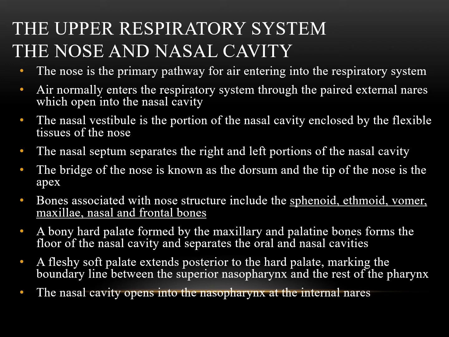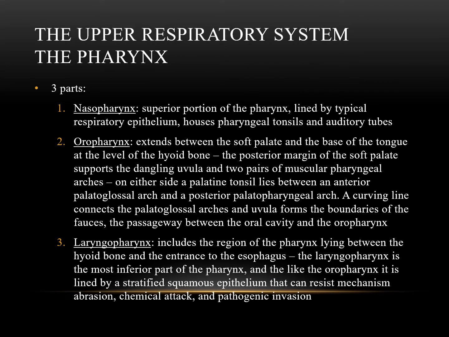A fleshy, soft palate extends posterior to the hard palate, marking the boundary line between the superior nasopharynx and the rest of the pharynx. The nasal cavity opens into the nasopharynx at the internal nares. There are 3 parts of the upper respiratory system's pharynx. The nasopharynx is the superior portion of the pharynx lined by typical respiratory epithelium. It houses pharyngeal tonsils and auditory tubes.